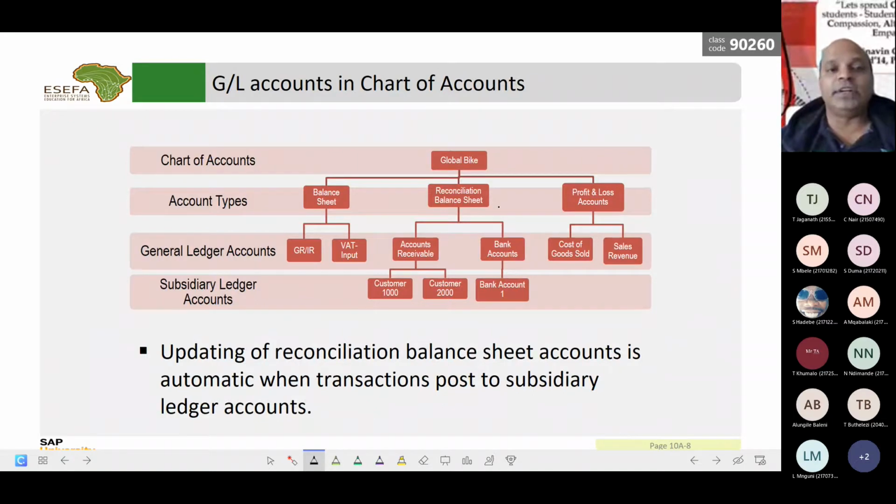What are some of the general ledger accounts? You can go on bank accounts, accounts receivable cost, your subsidiary accounts, your customer details, and all that we will be doing as practical work in our SAP S4HANA. I hope you'll still remember your username and user accounts.